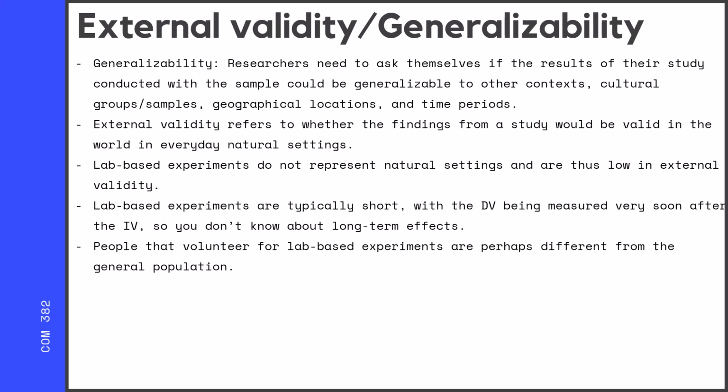External validity is whether the findings from the study would be valid in the world in a natural setting. These lab-based experiments do not represent natural settings very well, and they're low in external validity. Like that example of, in a lab, you might rate someone attractive with a certain score, but on the street, it's probably different. Also, lab-based experiments are usually short. That dependent variable is often measured very soon after the independent variable. So you really don't know about long-term effects. It's hard to make an argument about, you know, does this thing really reduce bias when you measured it 20 minutes after the training?